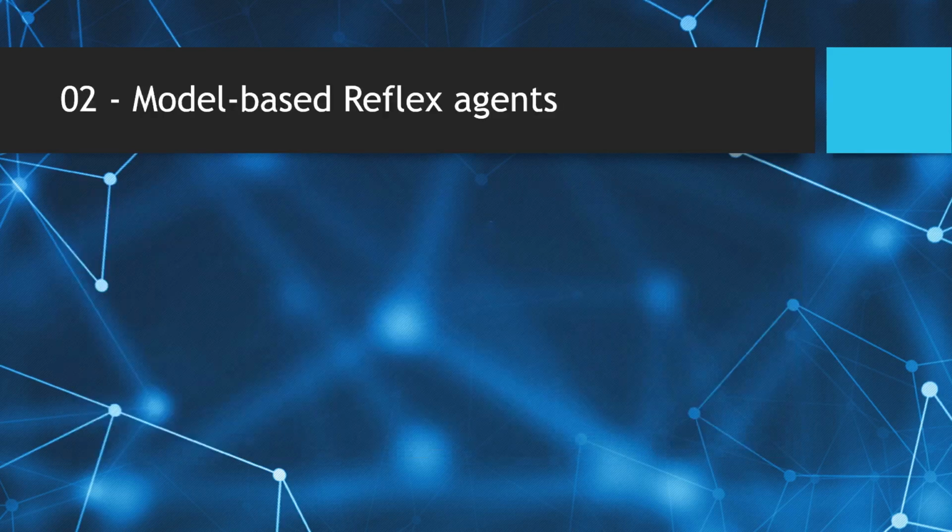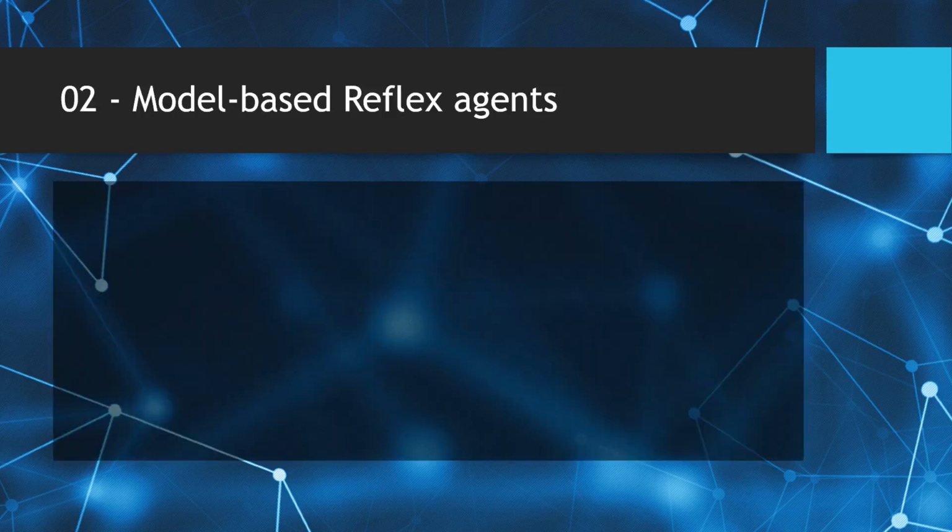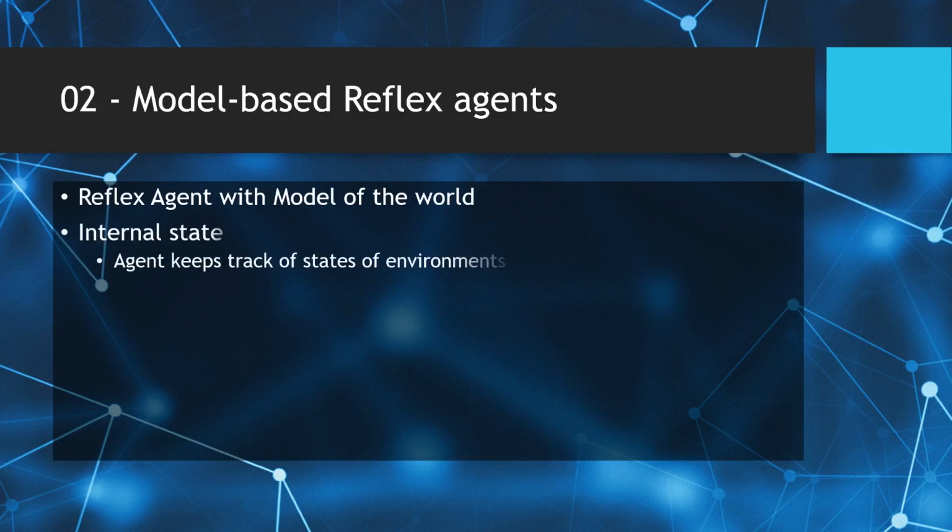Next up, we have model-based reflex agents. In simple words, they are literally what they sound like. Reflex agents with a model of the world. Recall that simple reflex agents cannot handle partial observability. And the most effective way to handle partial observability is for the agent to keep track of the part of the world it can't see.